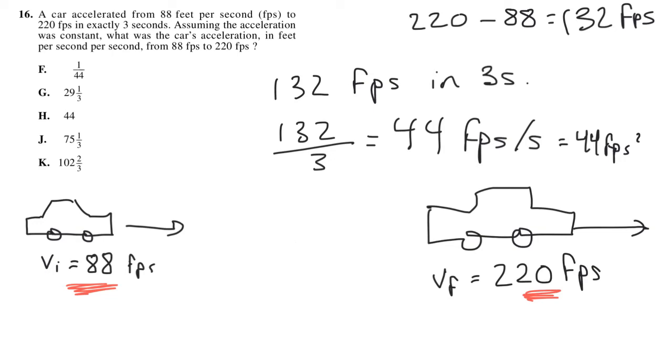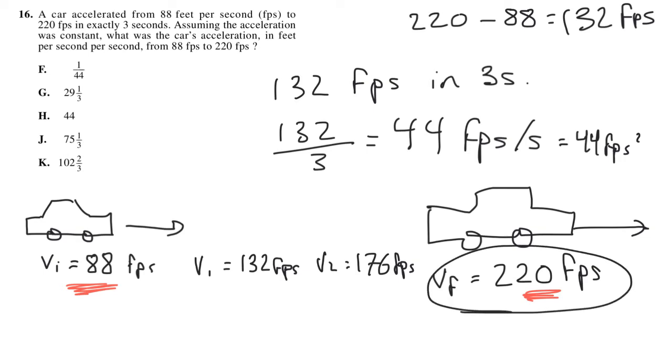Let me show you a quick example. So here the car is going 88 feet per second. After 1 second, the car is going 88 plus 44 is 132 feet per second. After 2 seconds, the velocity is 132 plus 44, which is 176 feet per second. And then after 3 seconds, the final velocity is 220. So the final answer was H, 44 feet per second, which on your tests was answer C.